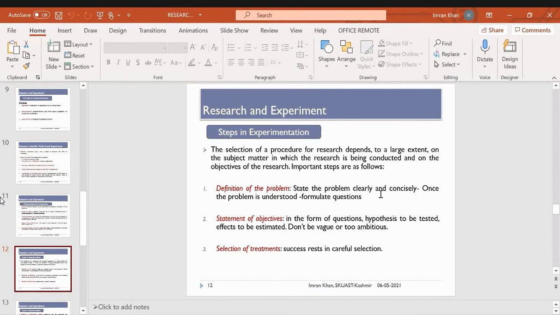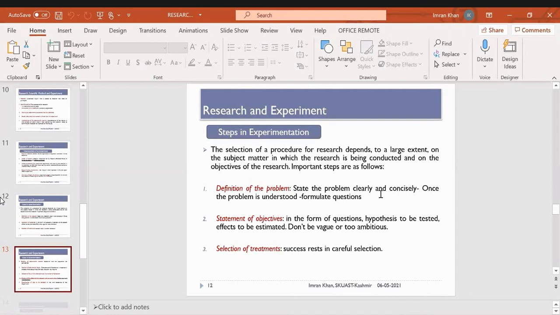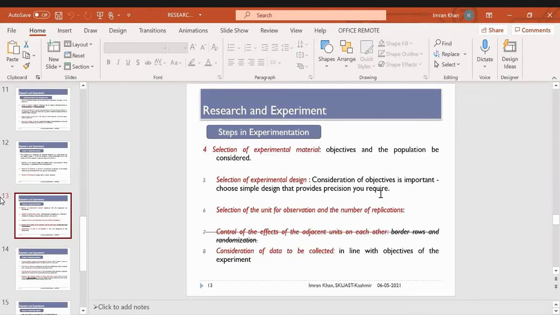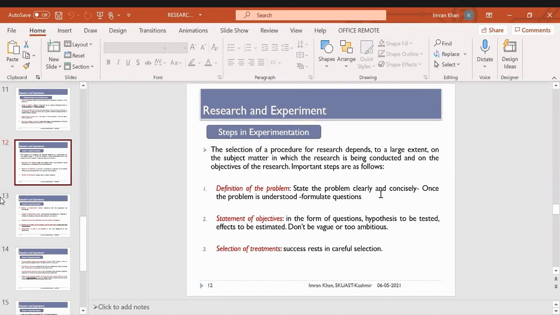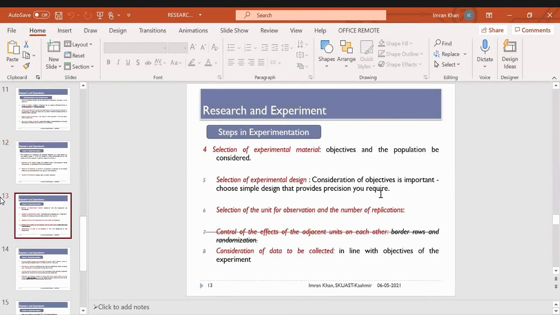Selection of the treatments. Success rests in careful selection. So whatever you are trying to compare, whatever drugs you are trying to test, you need to be careful in that, because selection of treatments will be based on your objectives. So you had definition of problem, first step, then statement of the objective, second step, selection of the treatments.